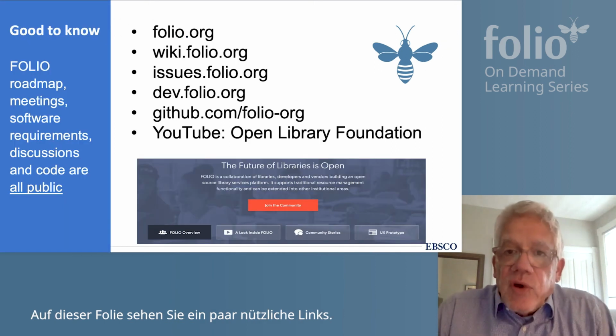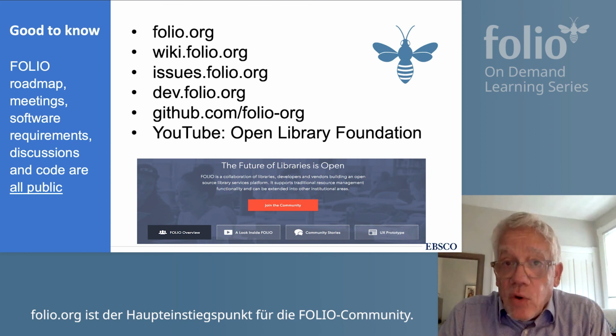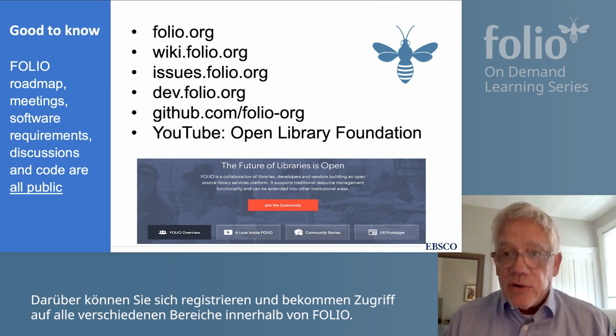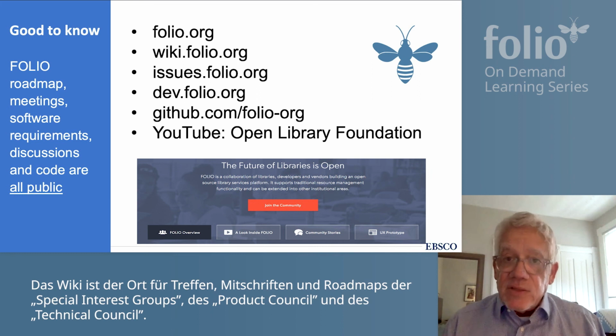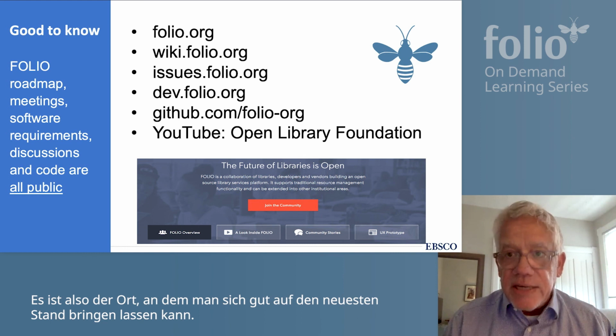This slide gives you a couple of links that are just good to knows. It shows folio.org, which is the main entry point for the Folio community. It's how you can register and have access to all of the various areas within Folio. The wiki is where a lot of the special interest group and product council and technical council meetings and notes and roadmaps are all held. It's a place that's really great to check in with.